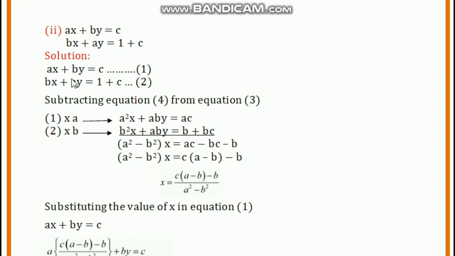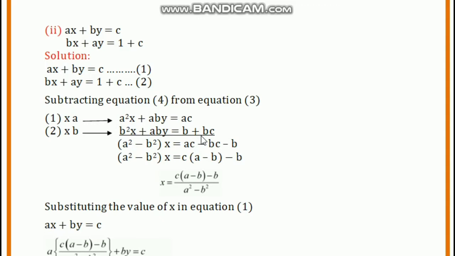See, their coefficients are different. If I multiply by a here, I will get aby. If I multiply by b here, I will get aby. Then I will get equal terms. So I am going to multiply the first equation by a: a square x plus aby equal to ac. The second equation I am going to multiply by b, then we get b square x plus aby equal to b plus bc.